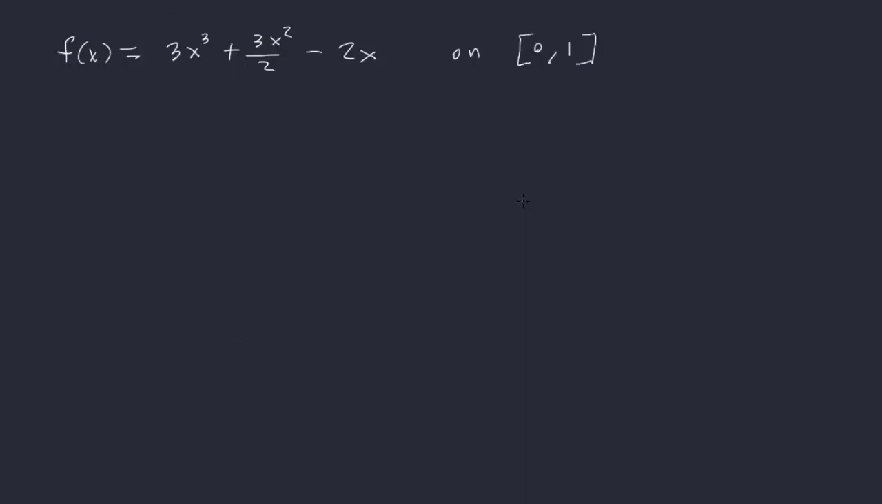All right, so I want to find the absolute extrema of f of x on 0 to 1. So instead of writing that over and over again, for the next problems I'm going to be doing the same thing, given the function and the interval on which we're going to find the absolute extrema. Okay, so let me rewrite this a little bit. Our function is 3x cubed plus 3/2 x squared minus 2x.